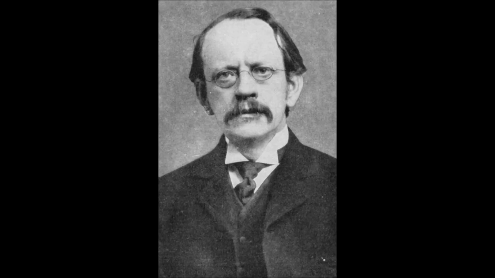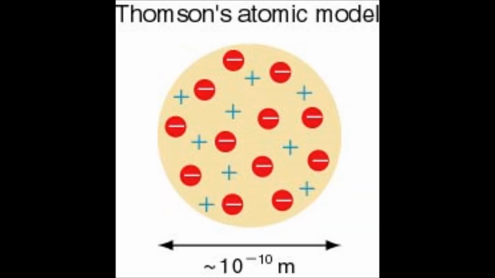Thomson's atomic theory. Thomson proposed that, first, an atom consists of a sphere of positive charge with negatively charged electrons embedded in it. Second, the positive and negative charge in an atom are equal in magnitude, due to which an atom is electrically neutral. It has no overall negative or positive charge.